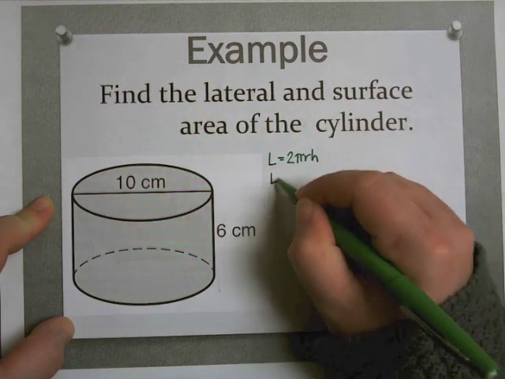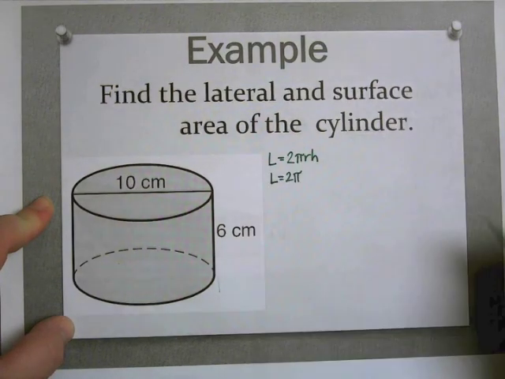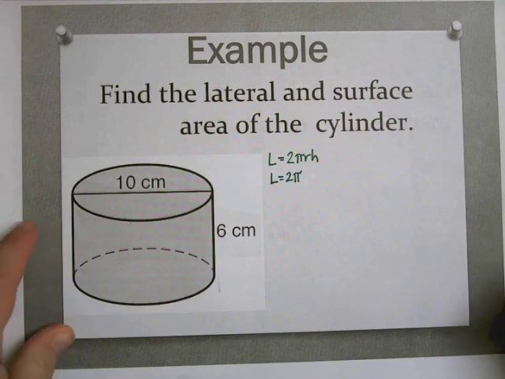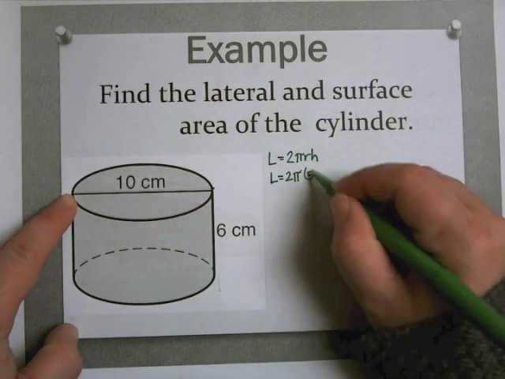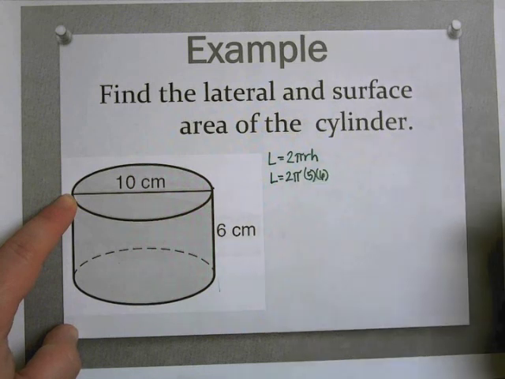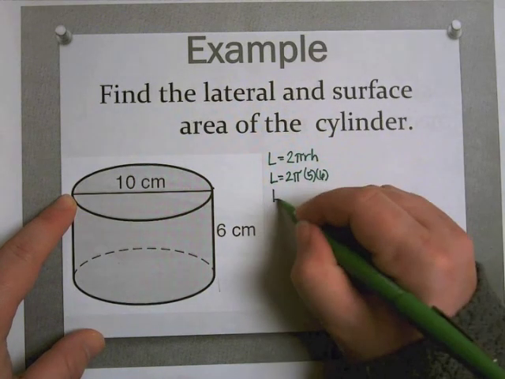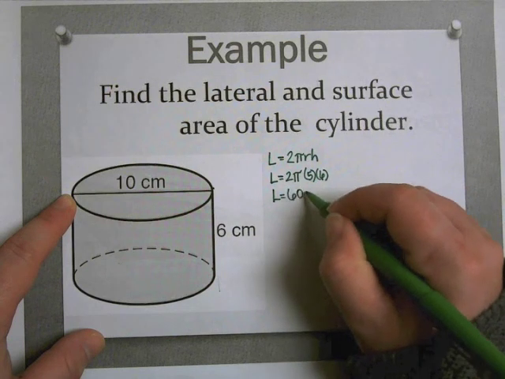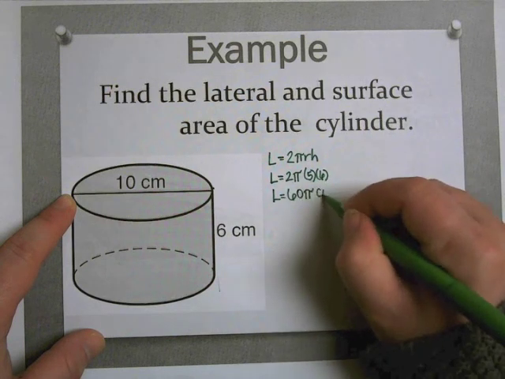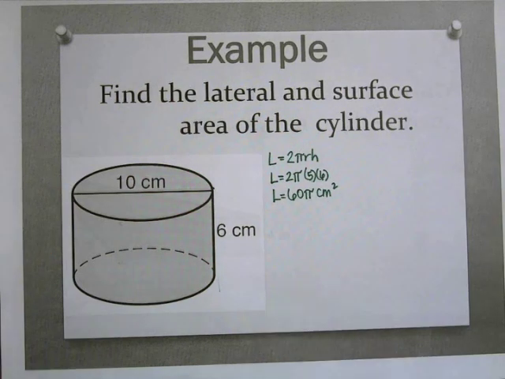So we're going to take 2 pi. Now our radius, be careful on this, they like to do this to you. Our diameter is 10, so our radius is 5, times the height is 6. Okay? So our lateral area would be 2 times 5 times 6, which is 60 pi. And it's centimeters squared. Remember, this is our exact answer.